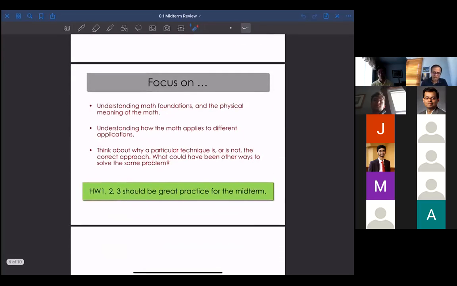So focus on understanding math foundations and the physical meaning of the math. Understand how math applies to different applications. Think about why a particular technique is or is not the correct approach. What could have been other ways to solve the same problem? These are generic, vague, but I think the best advice I can give is homework 1, 2, 3.